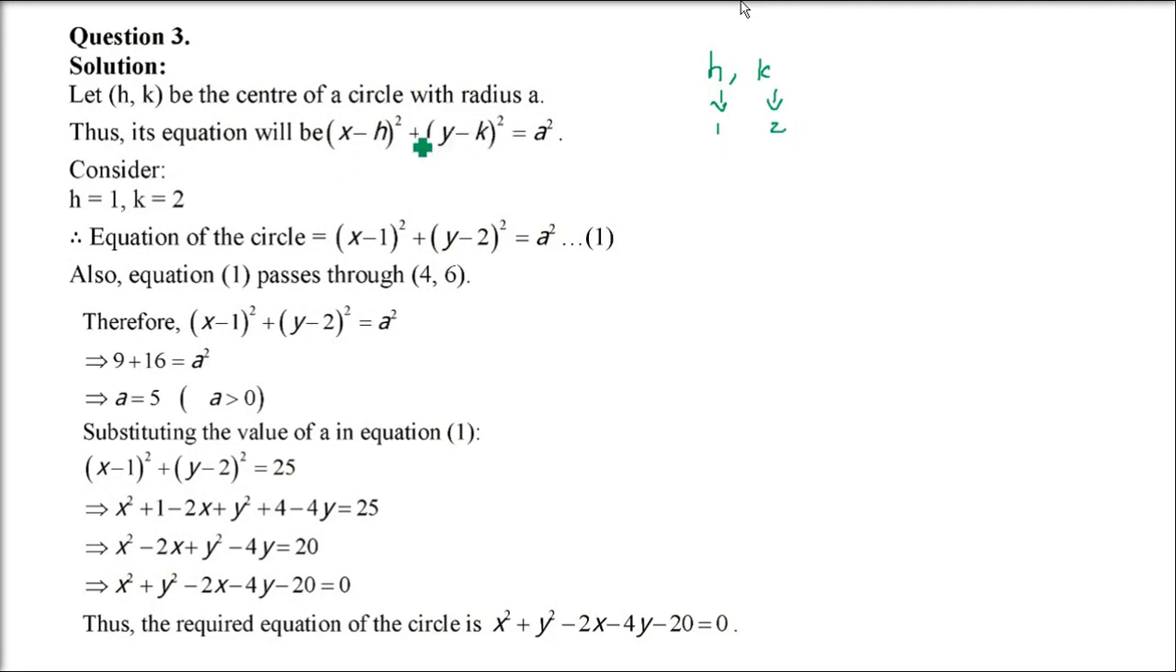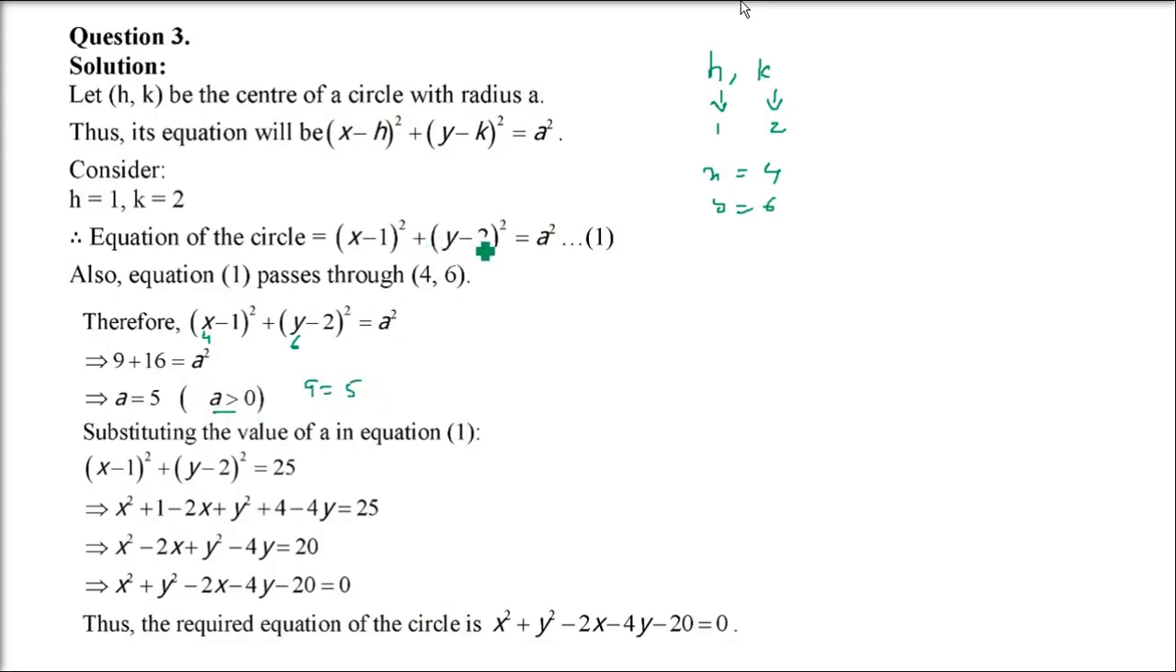Now h and k as given here, we'll just use this in our equation. And the second thing is that this circle is passing through (4, 6). So when it is passing through 4 and 6, this 4 and 6 is going to satisfy this equation. So you can replace x and y with 4 and 6. In place of x, you can put 4. In place of y, you can put 6. So I'm putting 4 and 6 here. So (4 minus 1) whole square, that is 3 square, 9. (6 minus 2), 4, 4 fours, 16. So you get a square as 25, that is a is 5.